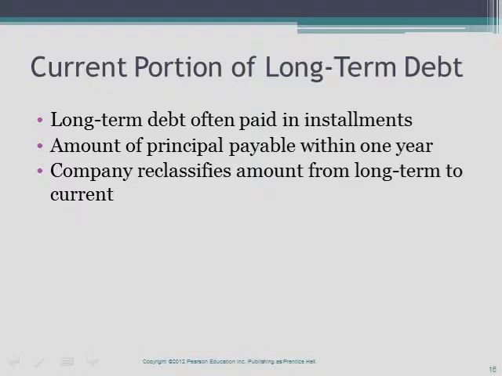Some long-term debt must be paid in installments. The current portion of long-term debt, also called current maturity or current installment, is the amount of the principal that is payable within 1 year from the balance sheet date. At the end of each year, a company reclassifies from long-term debt to a current liability the amount of its long-term debt that must be paid next year.